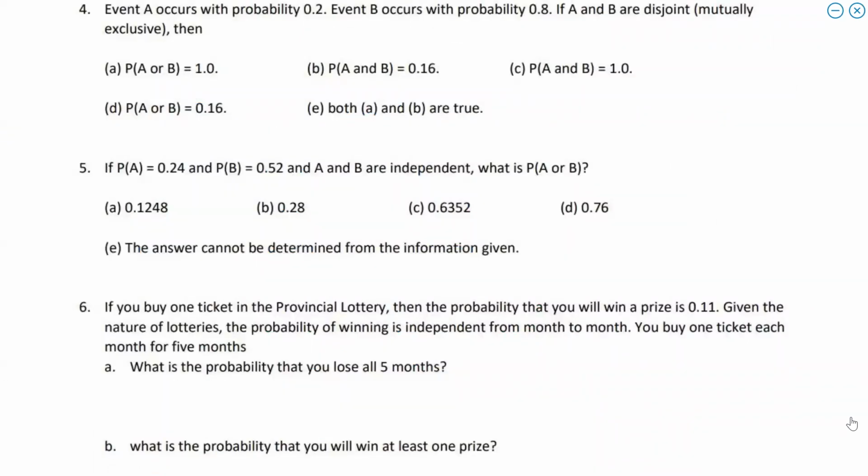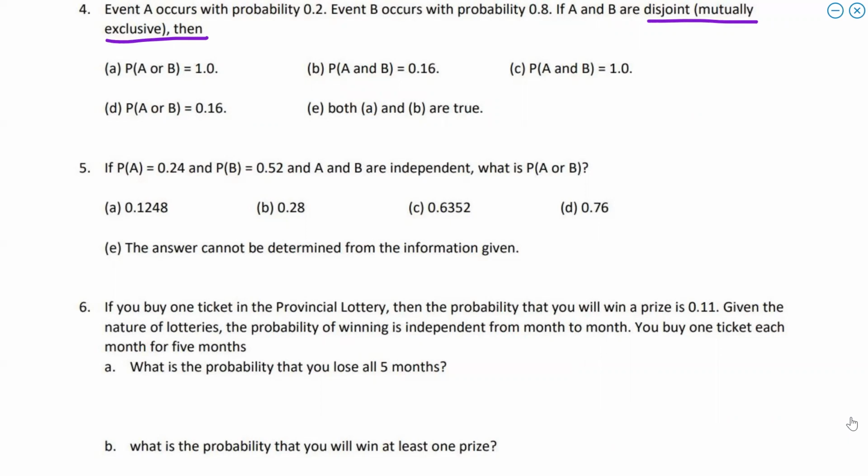Number 4, event A occurs with probability 0.2. Event B occurs with probability 0.8. If A and B are disjoint, they are mutually exclusive. We're going to try to figure out which of these options makes the most sense. What does mutually exclusive mean? Can't happen at the same time.